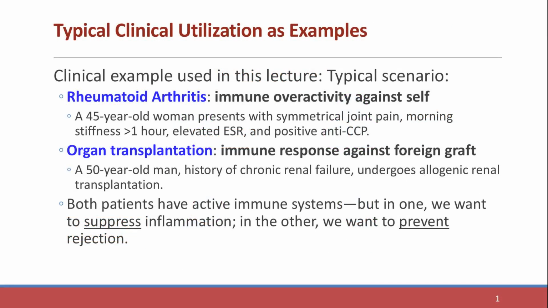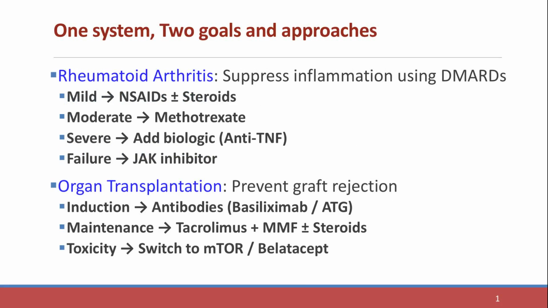We will use rheumatoid arthritis and organ transplantation as examples to understand immunosuppressants and their clinical utility. Rheumatoid arthritis and organ transplantation both involve activation of the immune system, but the clinical objectives differ significantly.